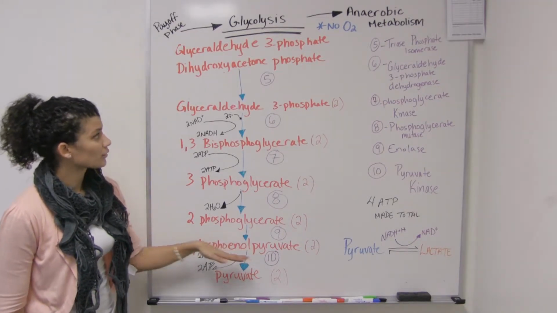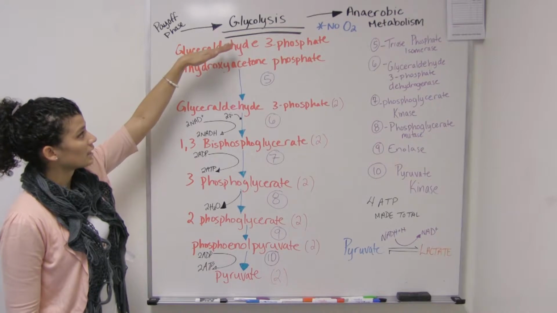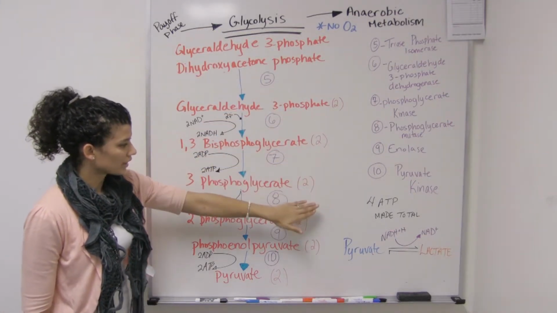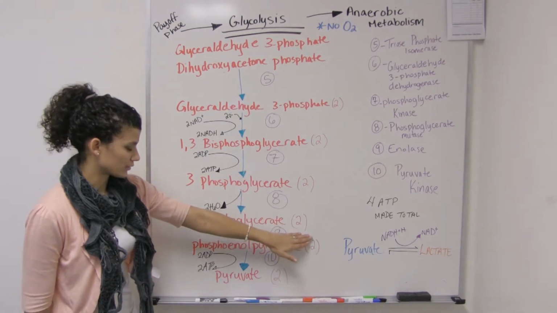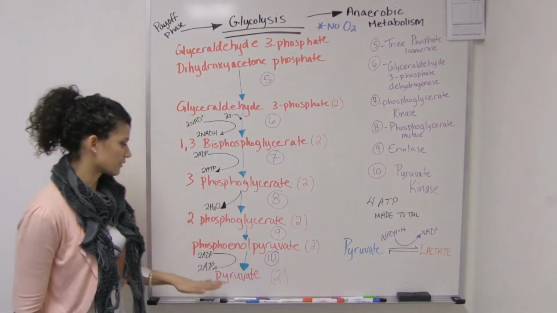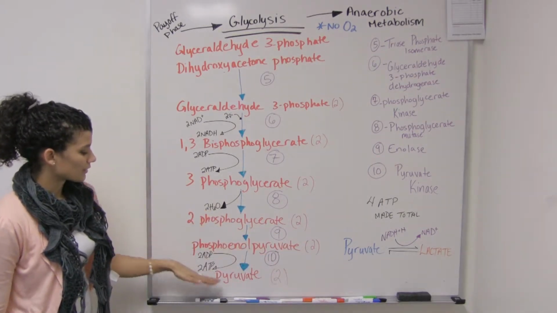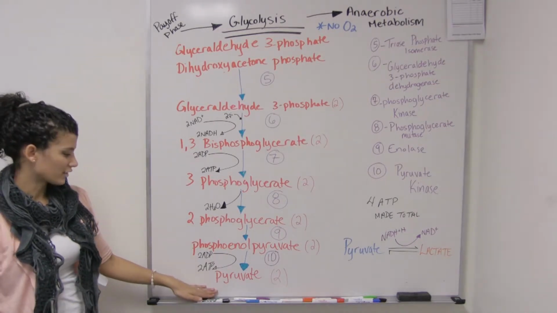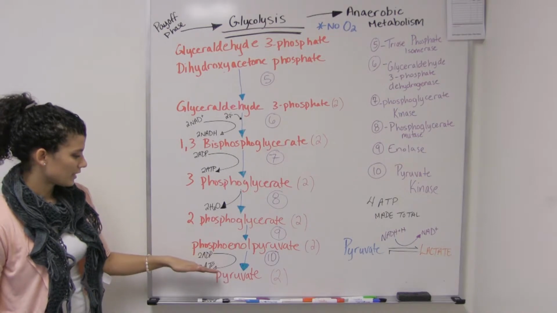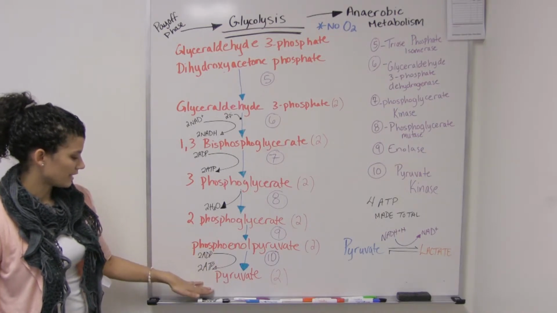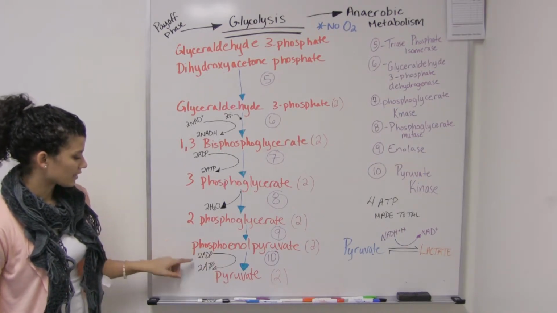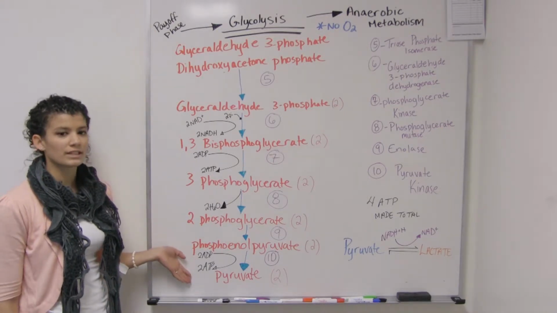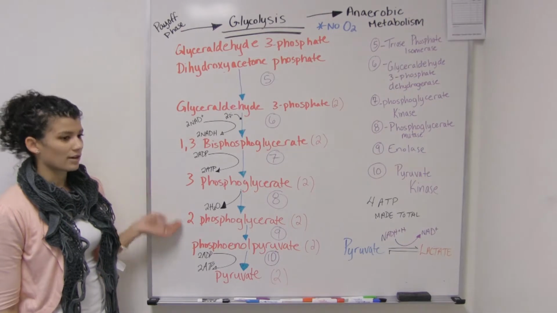So we have 2 molecules. Remember, we've split the 6-carbon molecule that we started with. So 2 molecules, 2 molecules, 2 molecules, 2 molecules here, and then 2 molecules of phosphoenolpyruvate. We're going to end up with 2 molecules of pyruvate at the very end of this reaction. So phosphoenolpyruvate is converted into pyruvate, and during that reaction, we've made 2 ATP molecules as well. So we've made a total of 4 ATP in this payoff phase.